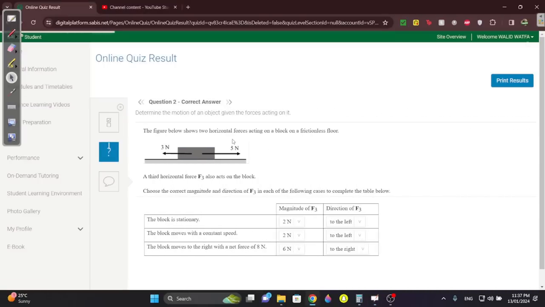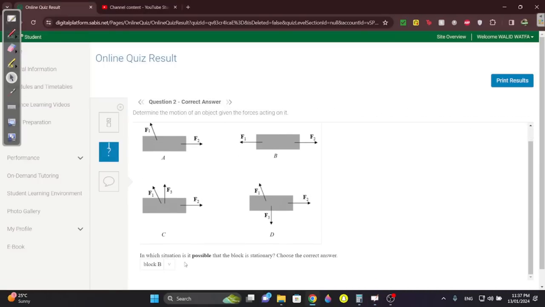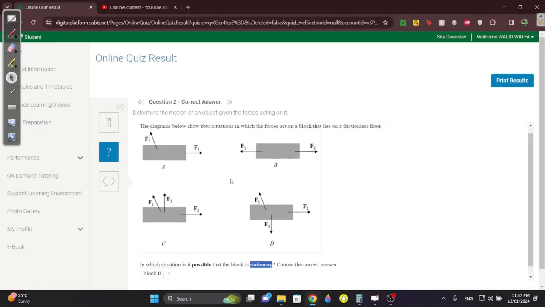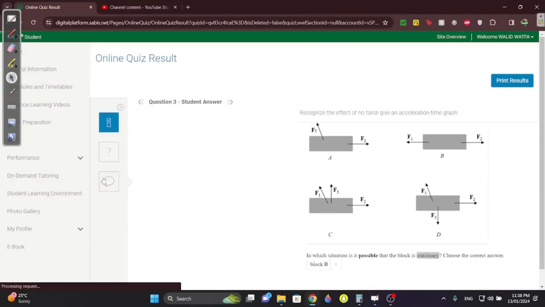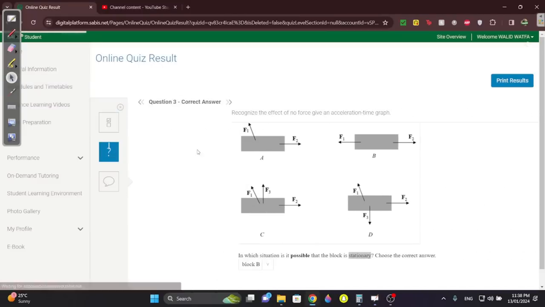Question two, in which they give you 4 blocks. In which situation is it possible that the block is stationary? Stationary means it's not moving, so the net force is zero. So you have to see where the forces cancel out. Obviously it's not A. It's going to be B because F1 and F2 cancel each other out. Obviously it's not C or D. This one's self-explanatory honestly. I don't think there should be any problems with it.